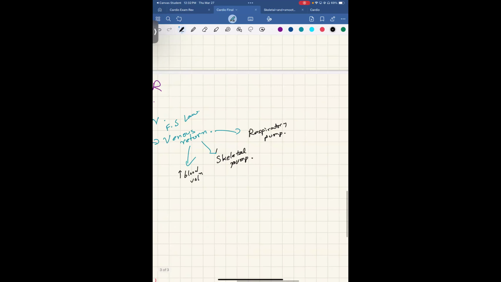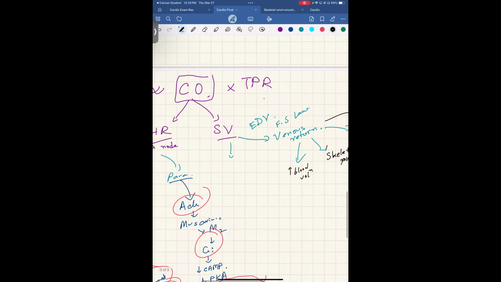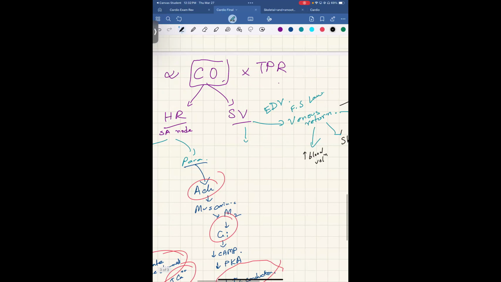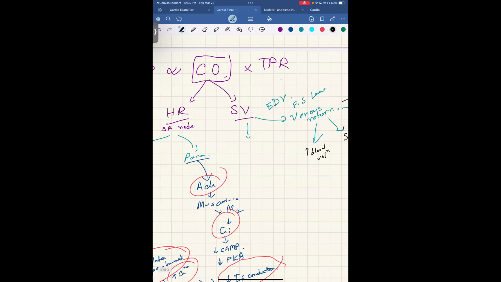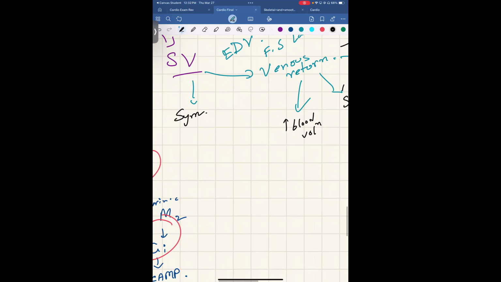The other thing is the sympathetic nervous system also affects it. But maybe we won't talk about that because I guess you didn't learn that. Those are the things that affect venous return. You can directly affect stroke volume by the sympathetic nervous system. Is that something we talked about, right? The sympathetic nervous system can directly influence the contractility of the heart, so the contractility of the myocardial cells.